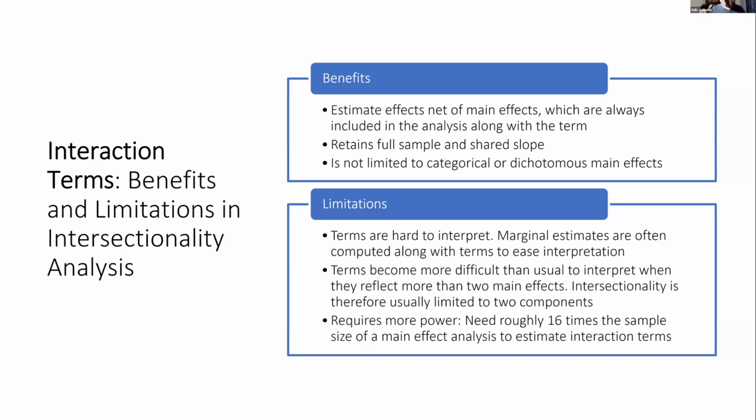And most people are unaware that you need roughly 16 times the sample size of a main effect analysis to estimate each interaction term. You can't just throw all these interaction terms in the model. And I'm quite surprised that it would even converge, but even if it does, there's no way you can make sense of the model either. So just be aware that interaction terms have limitations as well when you're thinking about doing intersectionality work.